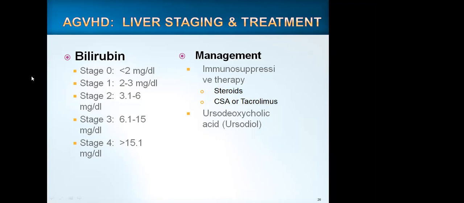Okay, sir. So this is the grading of liver GVHD, what I told, based on bilirubin. And management is to increase the immunosuppression. We may add steroids, and sometimes cyclosporine, tacrolimus, and sometimes they will add on Udiliv also.